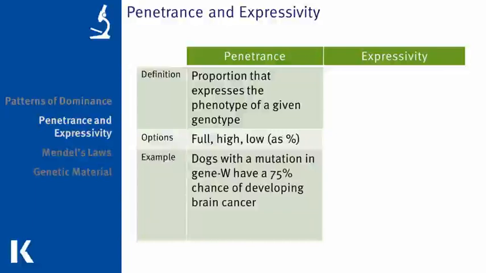Take the example of dogs with a mutation in gene W that causes cancer. The penetrance of this allele is 75%, which means that 25% of the population having this mutation will not get cancer based on this gene.